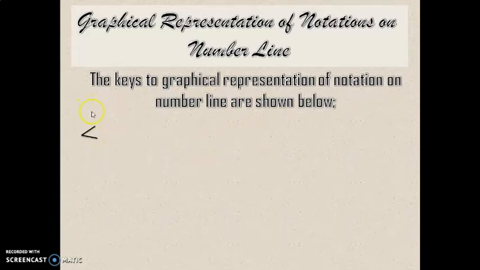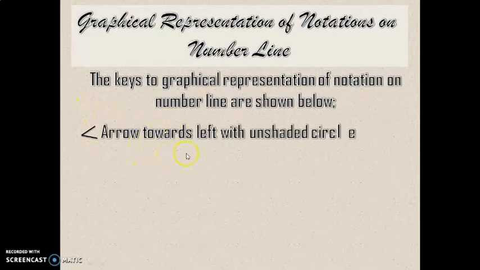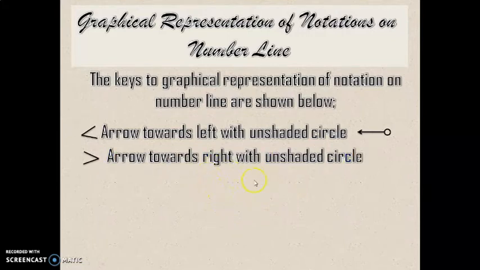When you have less than, it has a key of arrow towards the left hand side with an unshaded circle. Okay, the arrow will face the left hand side with an unshaded circle attached to the line. That is something of this kind. Okay? The next one is greater than. Greater than also has its own key. That is arrow towards the right hand side with an unshaded circle as well. This is what I'm talking about.